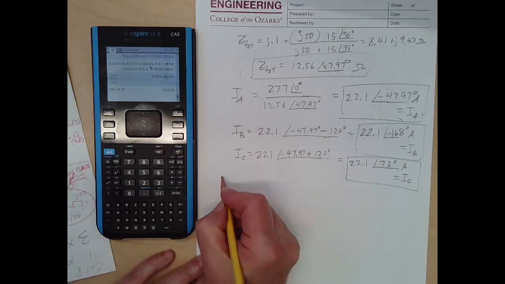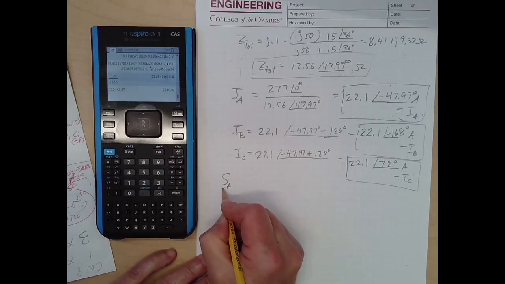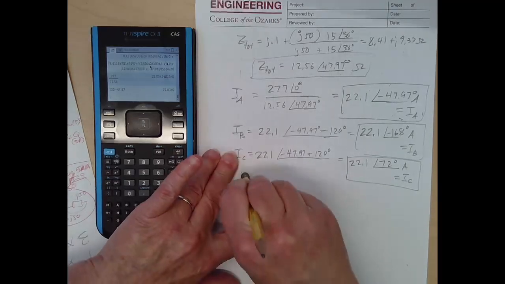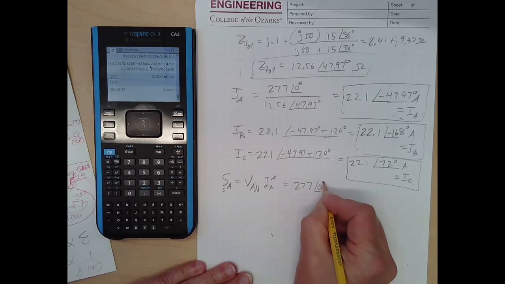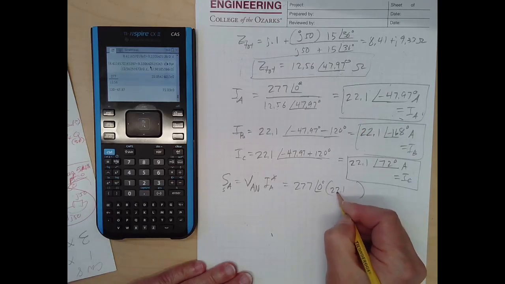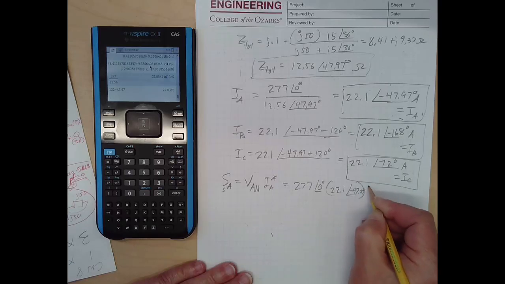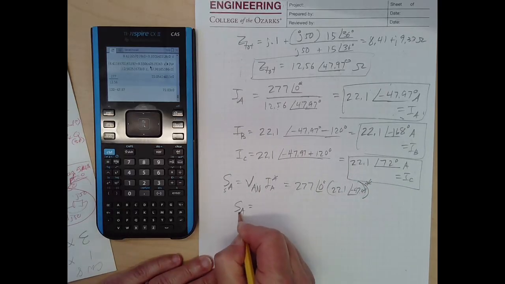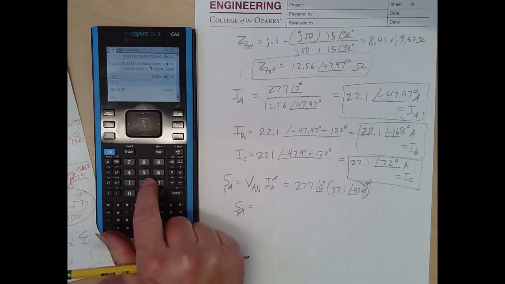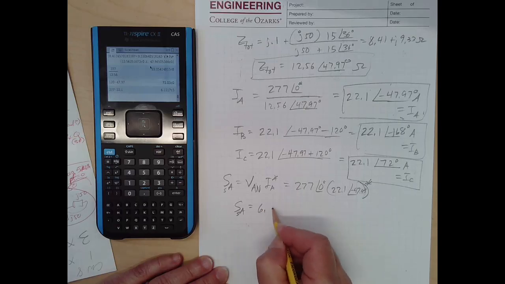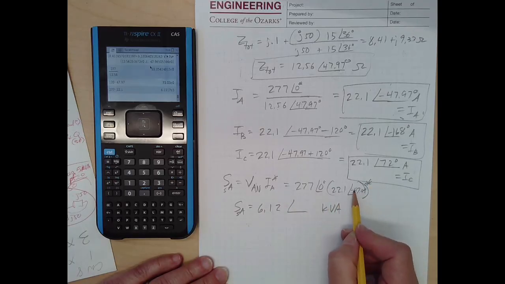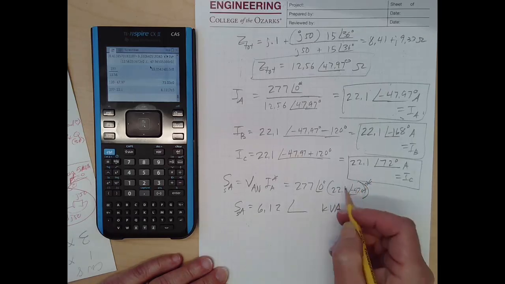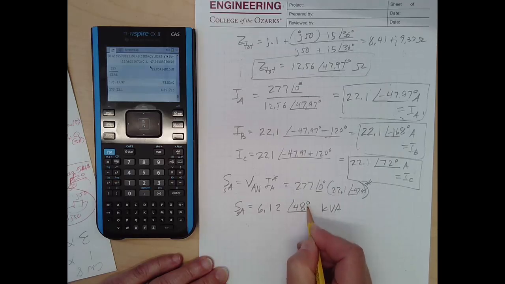Okay, so we were looking for the power though. So let's do SA, source is VAN IA conjugate, VAN 277 angle 0, IA 22.1 angle negative 47.97 conjugate, and so S sub source A is 277 times 22.1 for the magnitude, 6.12 kVA, and then the angle, we've got the conjugate makes this a positive. It's already negative. When you take the conjugate of something, you make the angle the negative of what it was, and so it's going to be at an angle of 47, let's just say 48 degrees. All right.